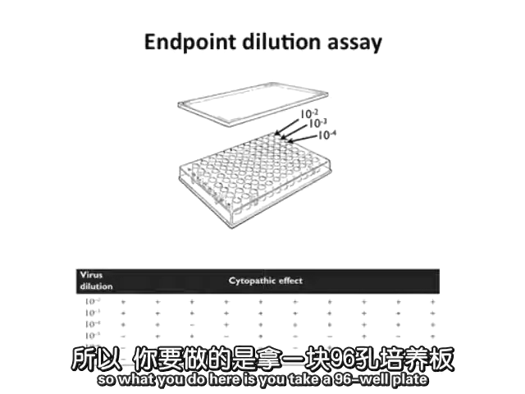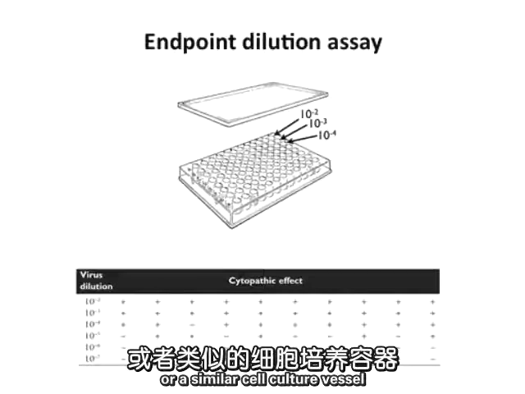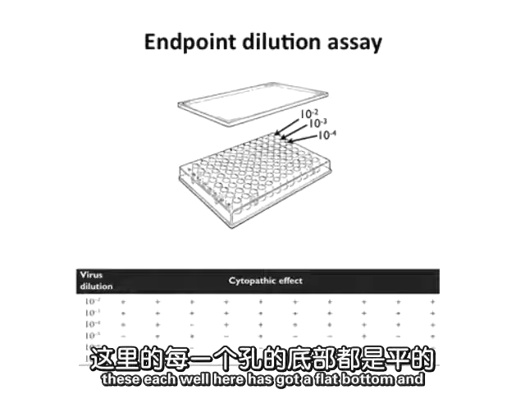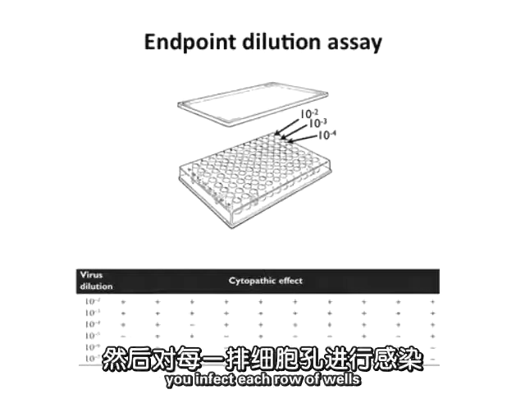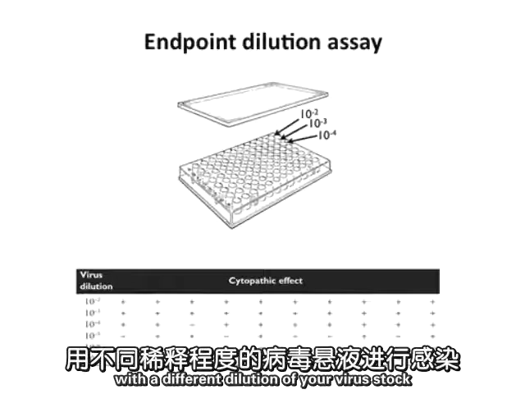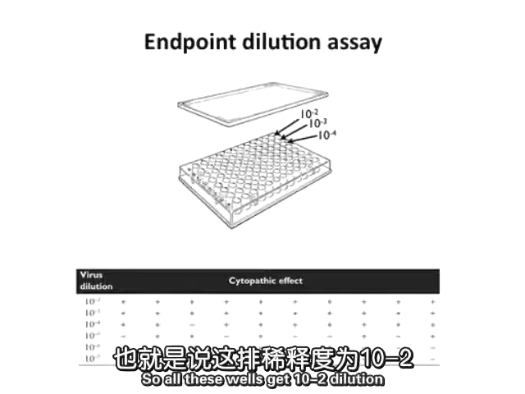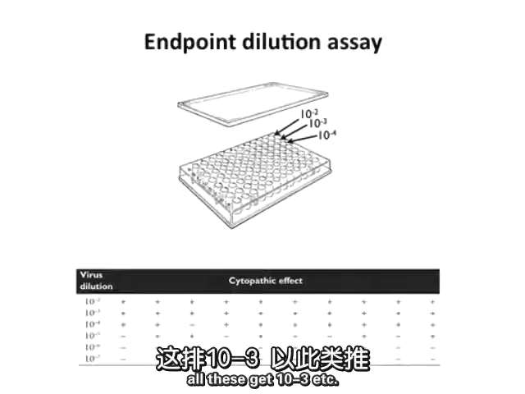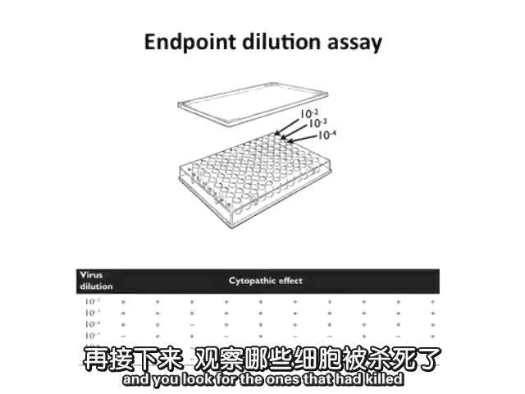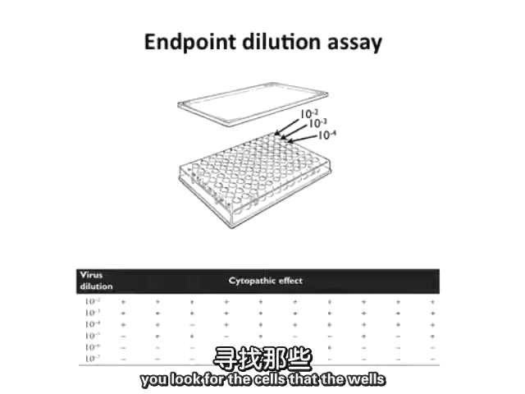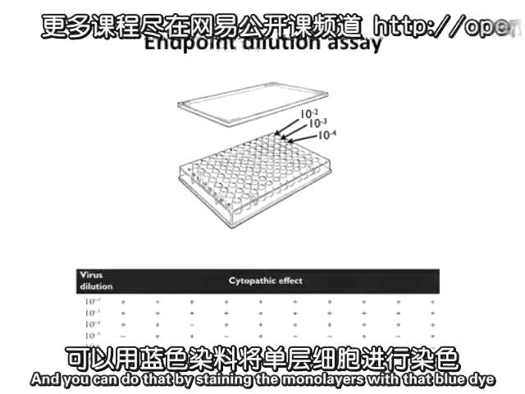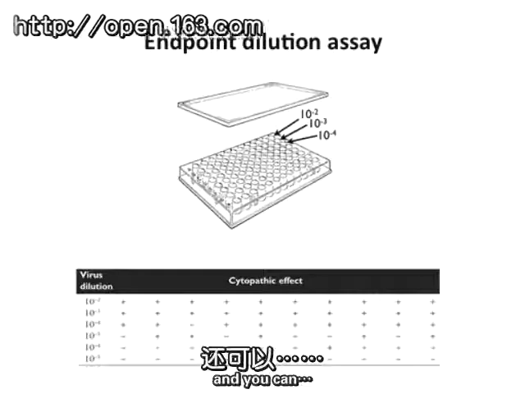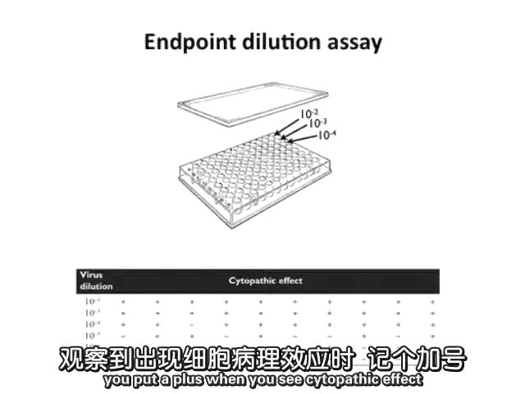So what you do here is you take a 96-well plate or a similar cell culture vessel. Each well has a flat bottom, and you put cells in it and make a monolayer. Then you infect each row of wells with a different dilution of your virus stock. So all these wells get 10 to the minus 2 dilution, all these get 10 to the minus 3, etc. Then you incubate your cells, and you look for the wells where there's obvious cytopathic effect. You can do that by staining the monolayers with that blue dye, and you put a plus when you see cytopathic effect and a minus when you don't.